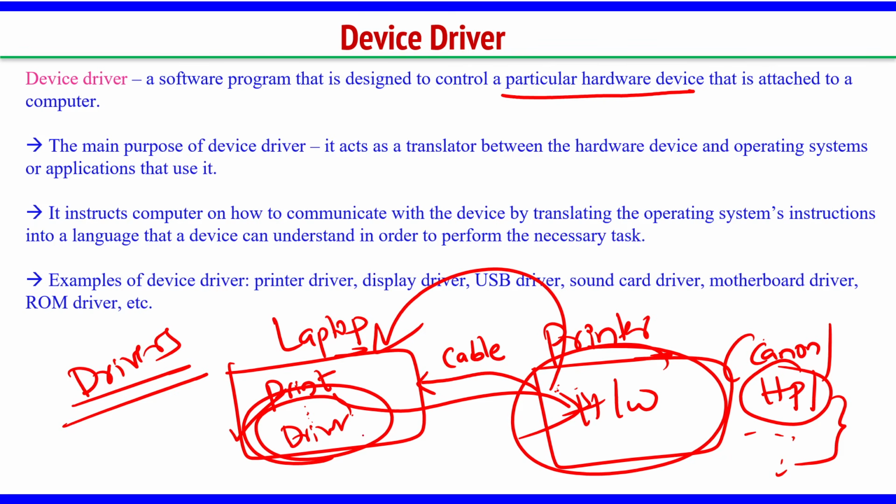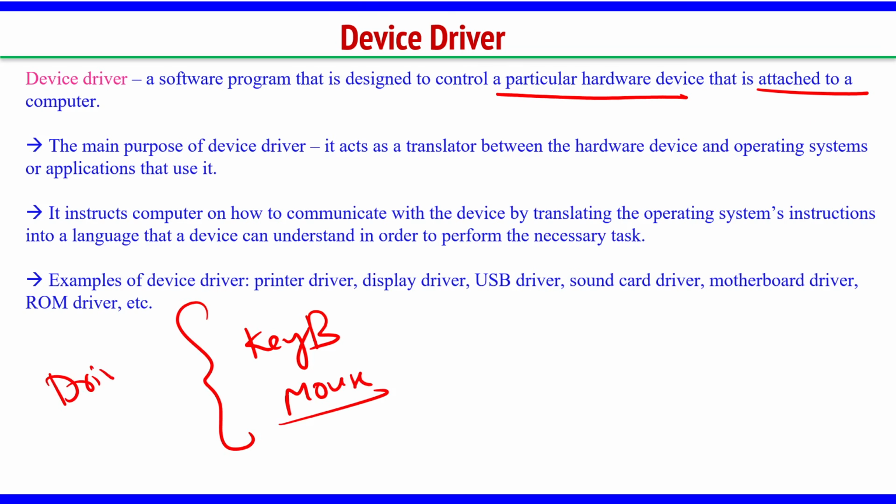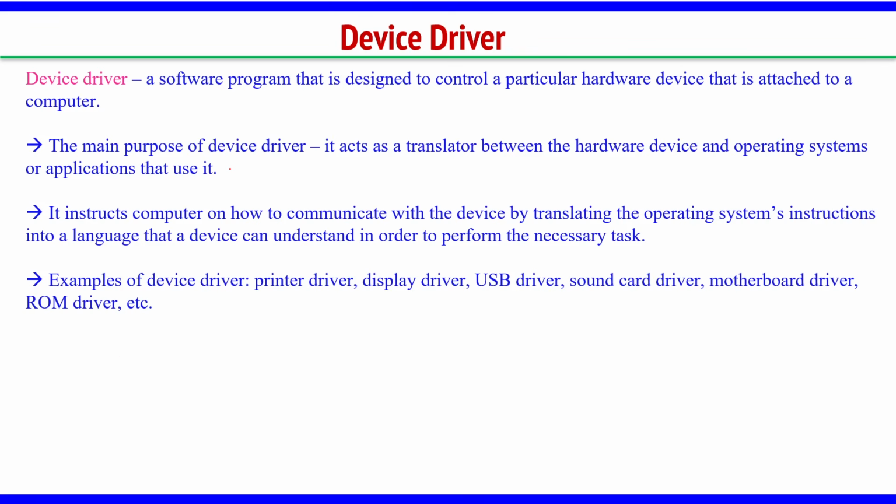Okay, right? So device driver is a software program that is designed to control a particular hardware device that is attached to the computer. Even your keyboard is a hardware device, mouse is a hardware device. So there are some default drivers available which come with the operating system. Or if you are installing some printer, some scanner, you need to have that particular driver installed in your laptop. The main purpose of device driver, it acts as a translator between the hardware device and the operating system.